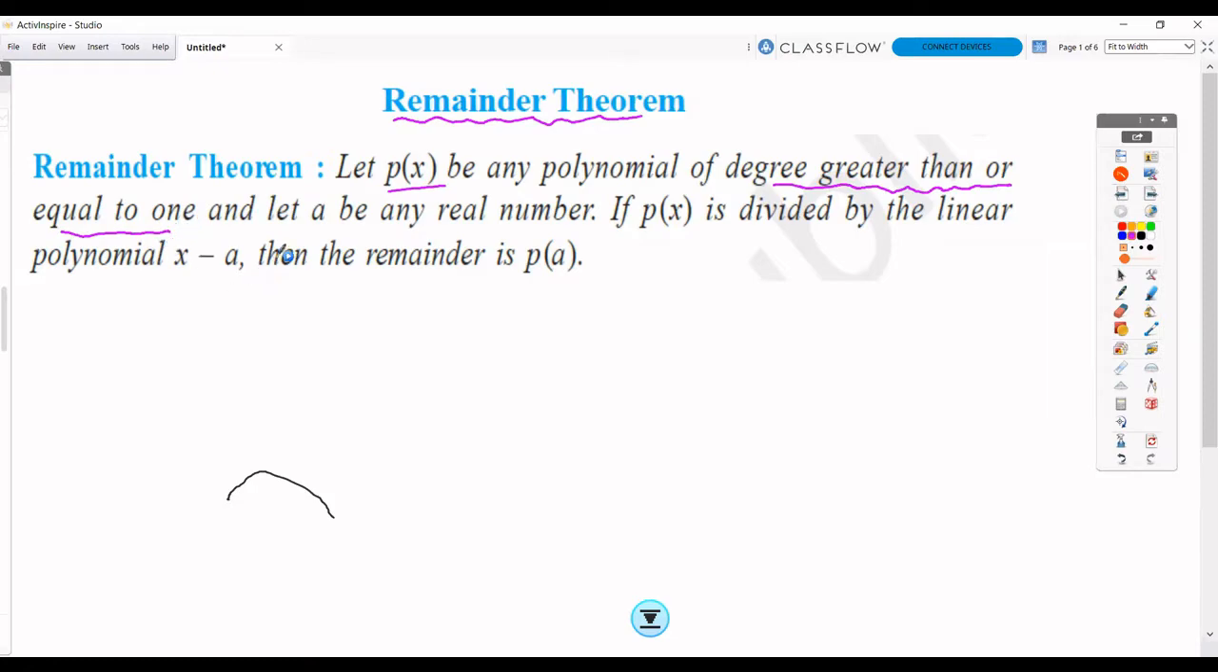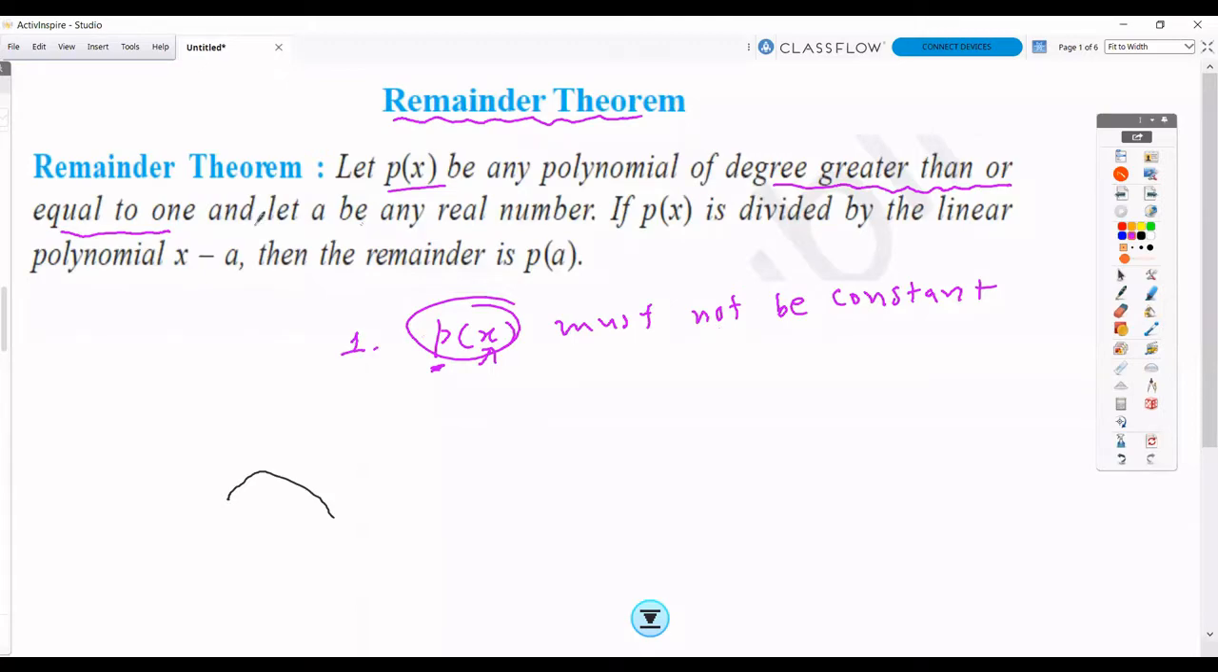Here P(x) is a polynomial, and as we know, this is the name of the polynomial, and this refers to the variable. The polynomial has degree greater than or equal to 1. What does it mean? The polynomial must not be a constant polynomial. So P(x) must not be constant. This is the first limitation. We are supposed to say that P(x) must not be a constant.